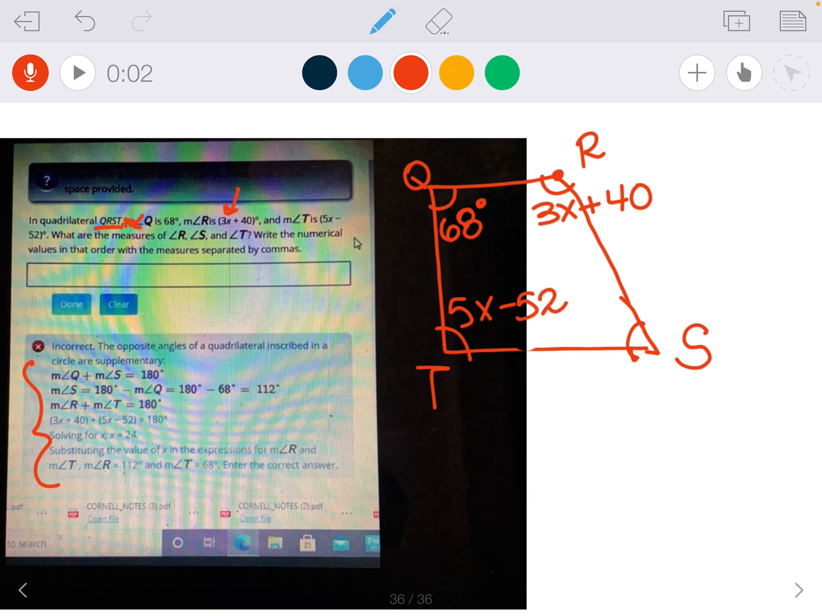All right, so I know that opposite angles of a quadrilateral inscribed in a circle, this says, are supplementary. Supplementary means that they add up to 180. So I know that these two, Q and S, are going to add to 180. I literally know nothing about angle S, but I know what Q is. So if I take 180 degrees and I subtract this 68 from it right here, I know that's going to give me the measure of angle S. So you can just grab a calculator.